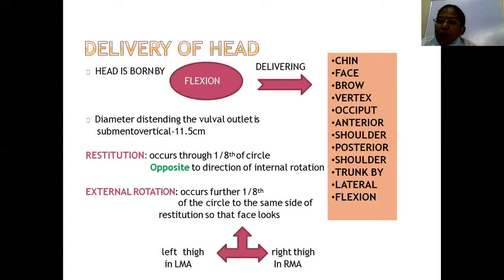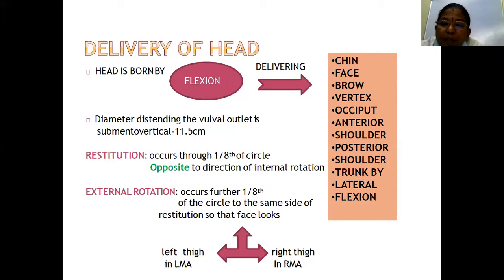What comes out? The chin, then the face, by flexion, like this it will deliver. Chin, the face, the brows, then the vertex, and then the occiput. So like this with flexion; for occipito anterior it will be extension, but for face presentation it will be flexion.